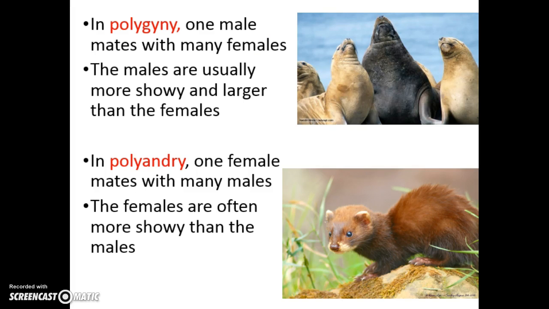Two definitions you should know are polygyny and polyandry. In polygyny, one male mates with many females. In polyandry, one female mates with many males. In each of these cases, the gender that is doing the competing in order to get reproductive success is the one that's going to be showy. In polygyny, the males are the ones mating with many females, so they're going to be more showy, larger. They're going to look different.